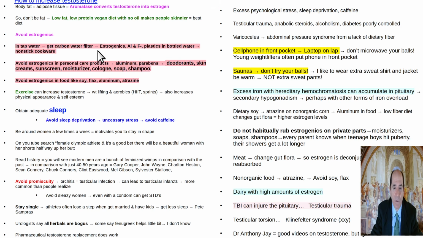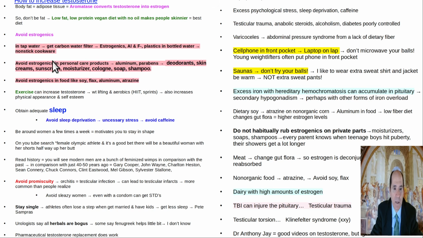Okay, you've got to filter your water with a minimum of a carbon filter, even better, a reverse osmosis filter. Get all those estrogenics out of there. You can get the aluminum and the fluoride out with reverse osmosis. You don't want to be drinking plastic water because the plastic will contain bisphenol A or phthalates or both, or some BPA equivalent. Fluoride's also toxic. It's toxic to your gut lining. You want to avoid that.